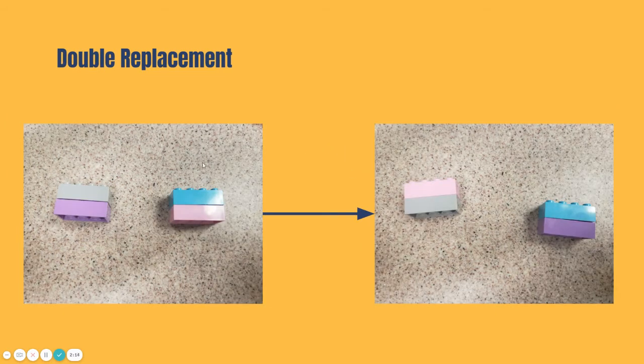A double replacement is when you've got maybe two chemicals with two different atoms in them, right? Maybe like HCl and Na2O, and they're going to switch places. So the purple and the pink switch places. That's a double replacement. It's a flip-flop. That's what I like to think of it as.